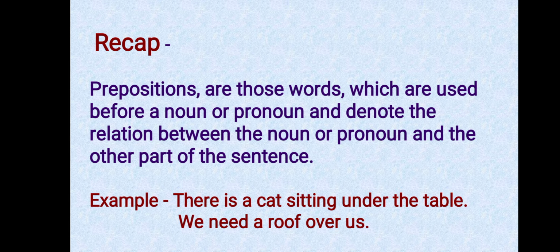In my last video, I also told you about the object of the preposition. I told you that the word which is just after the preposition is the object of the preposition. So, we can see here that in under the table, under is the preposition and the table is the object of the preposition. Just like this, in the next sentence, over us, over is the preposition and us is the object of the preposition.